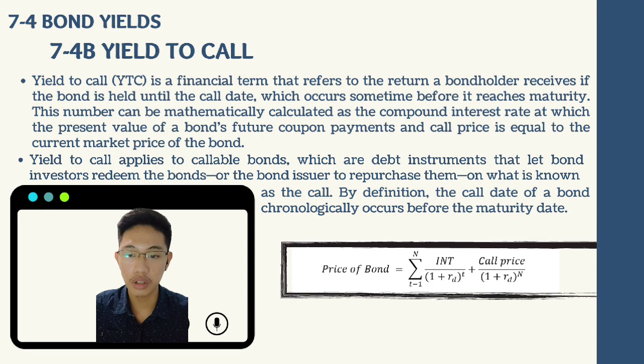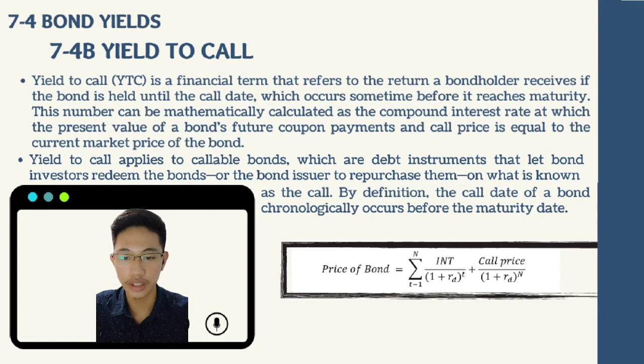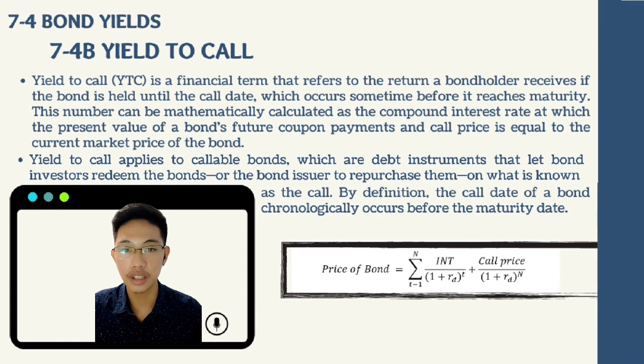Yield to call. Yield to call is the financial term that refers to the return a bondholder receives if a bond is held until the call date, which occurs sometimes before it reaches maturity. Yield to call applies to all callable bonds, which are debt instruments that let the bond issuer repurchase the bond on what is known as the call date. The ideal scenario for a bond issuer to call a bond is when the bond's price is above its par value. This typically means that the current market interest rate is less than the coupon interest rate. By doing so, the bond issuer can actually save money by calling the bond and creating a new bond at the current market interest rate.